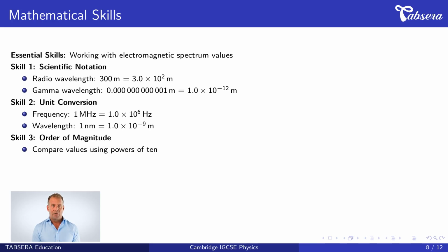Second, unit conversion. Frequency units, 1 megahertz equals 1.0 times 10 to the power 6 hertz. Wavelength units. 1 nanometer equals 1.0 times 10 to the power minus 9 meters. Third, order of magnitude comparisons help understand the vast range of electromagnetic radiation using powers of 10.